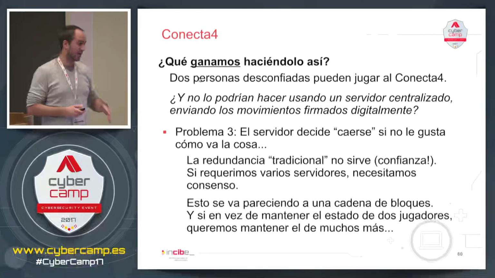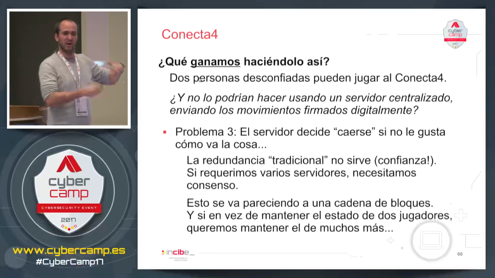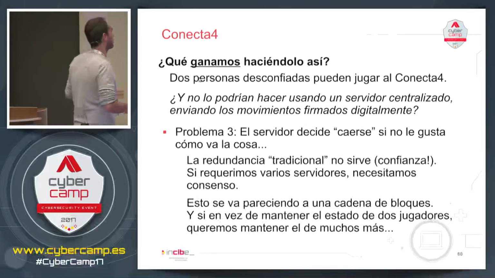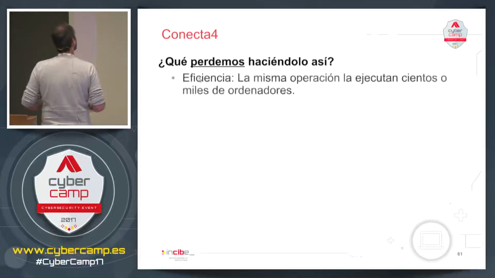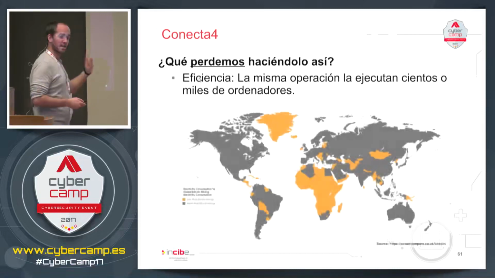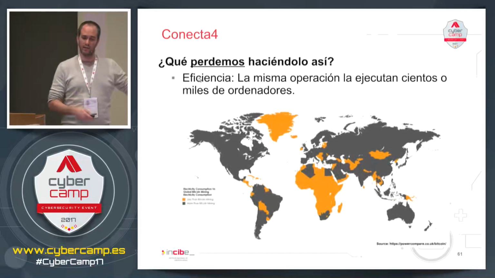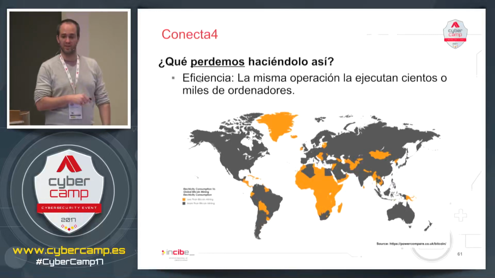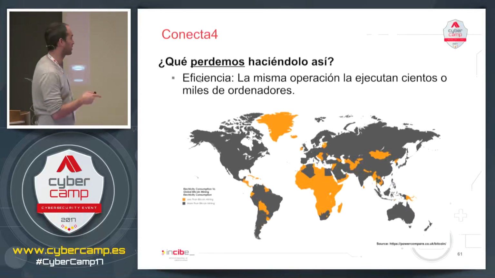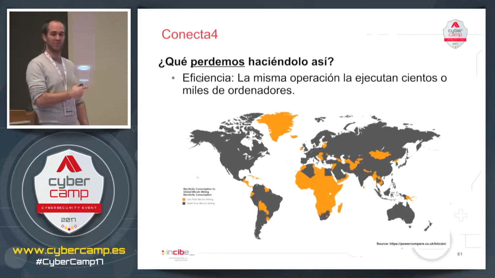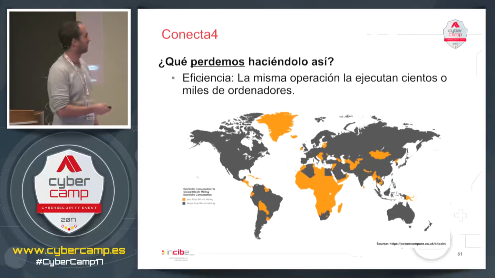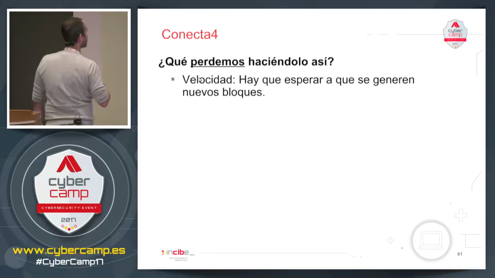But actually, I think it does, because we could include automatic payments, we could bet on the game that's being played, but all of these are just additional. What do we lose? We lose efficiency. Here's a little map when you see the energy consumption of Bitcoin, or those countries that are using annually less energy than the Bitcoin network.